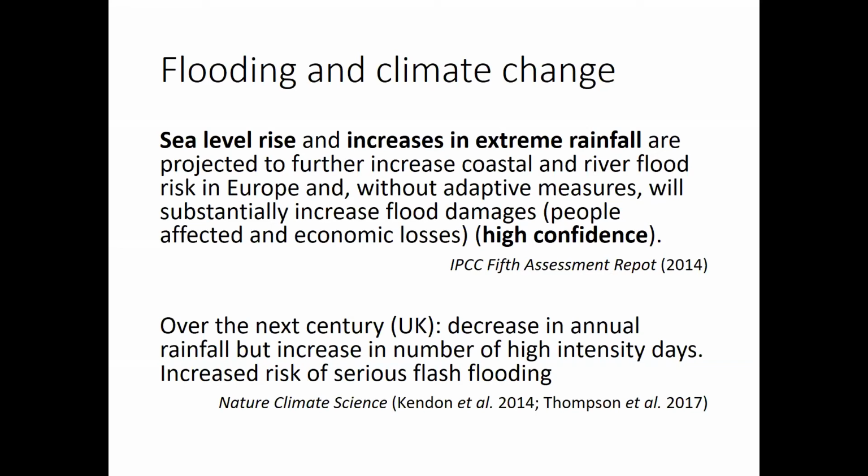I'll take a look at some other research that's been conducted. This is in the journal Nature Climate Science, and I've very briefly summarised some of these findings here. But what we can expect for the UK, so we can see what's mentioned for Europe there in a global context. But in the UK, some predictions suggest there might be a decrease in the amount of rainfall we get, but really significantly, there'll be an increase in the number of high intensity days.